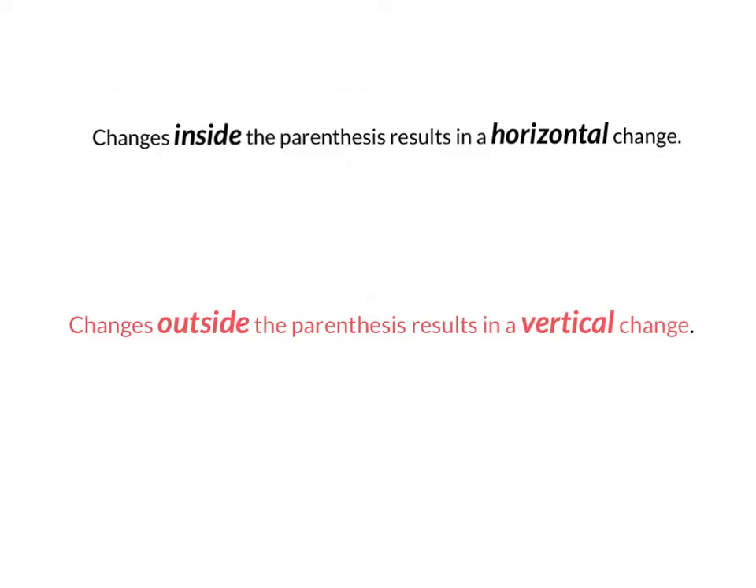The first thing I want you to be aware of is that any changes that happen inside the parentheses result in a horizontal change, like it's going to be moving right or left, or it'll reflect across the y-axis. Now, any changes outside the parentheses result in a vertical change, so it moves up or down, or it reflects over the x-axis, so it goes down or back up. So again, inside the parentheses, horizontal change. Outside the parentheses, vertical change. All right, let's take a look.